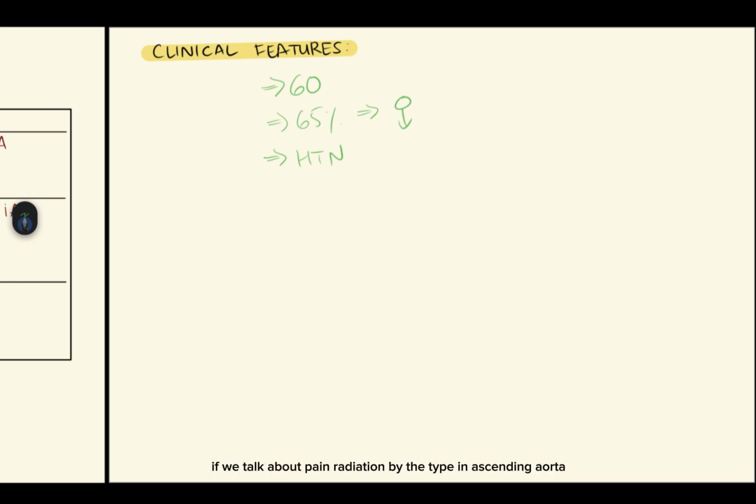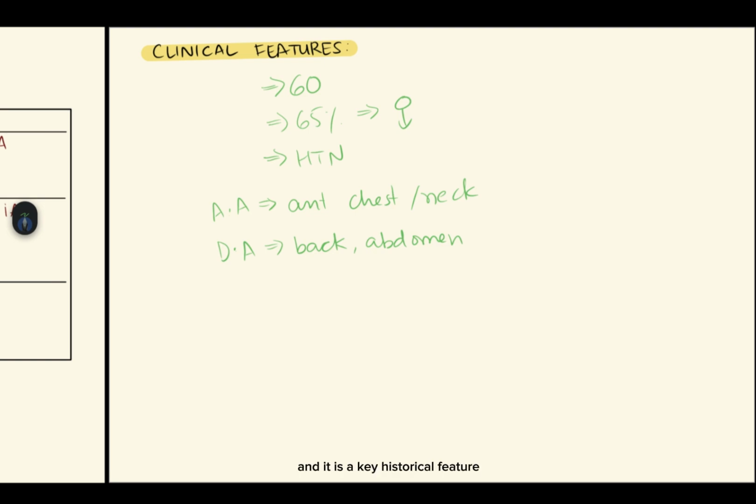If we talk about pain radiation by the type, in ascending aorta, which is a type A Stanford, the pain is radiating to the anterior chest or it goes to the neck. But if it involves the descending aorta, which is the type B Stanford, then the pain can go to the back, can be in the abdomen, can even go down to the legs. Migratory pain is a pain that moves as the dissection propagates. This is described in about 1/3 of the patients, and it is a key historical feature.